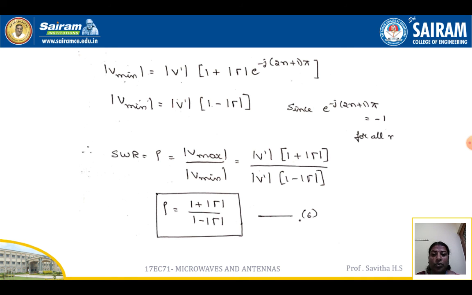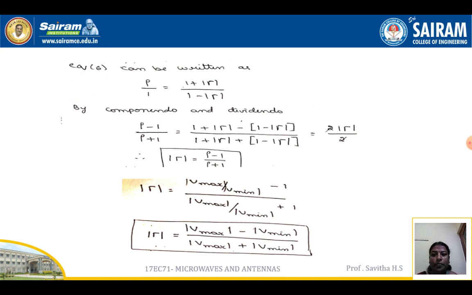Therefore we already know that standing wave ratio is equal to magnitude of V max by V minimum. That is substituting both the equations, V dash into 1 plus reflection coefficient divided by V dash into 1 minus reflection coefficient. So V dash term will get cancelled. So standing wave ratio is equal to 1 plus magnitude of reflection coefficient divided by 1 minus magnitude of reflection coefficient. So this is the derivation of relation between standing wave ratio and reflection coefficient.